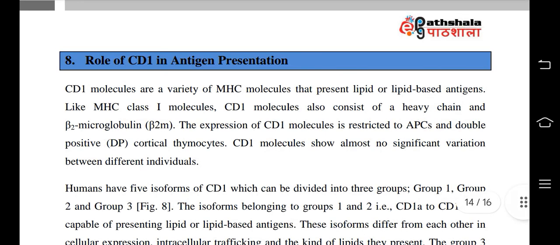Role of CD1 in antigen presentation. CD1 molecules are a variety of MHC molecules that present lipid or lipid-based antigens. Like MHC class I molecules, CD1 molecules also consist of a heavy chain and a beta 2 microglobulin, beta 2M. The expression of CD1 molecule is restricted to APCs and double positive, DP, cortical thymocytes. CD1 molecules show almost no significant variation between different individuals.